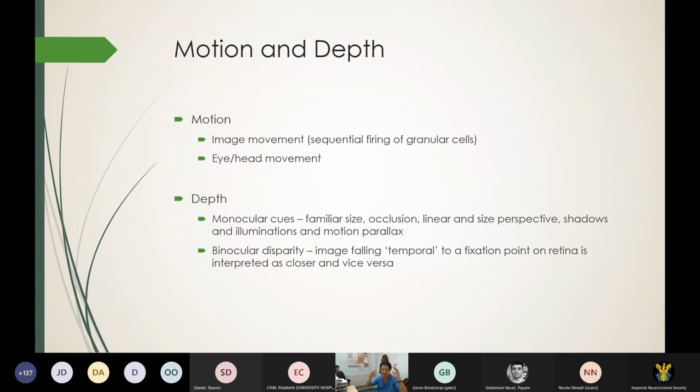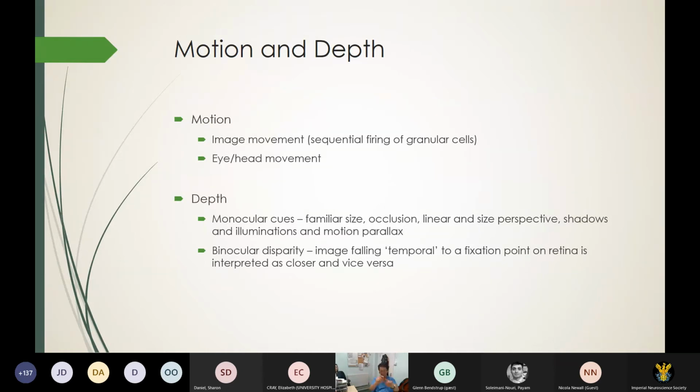And then when you put two eyes together, the binocular disparity, that is the way the light falls onto your retina. So if you imagine your fixation point on the retina, any image that's falling on the outside or on the temporal side of your retina is perceived to be closer. Because if you imagine a point somewhere in front of you and the light coming directly onto your fovea, for a light to fall onto a place that is same distance temporal to that point, that object must be closer because of the way your light is reflected. You have to draw it out to make it work.